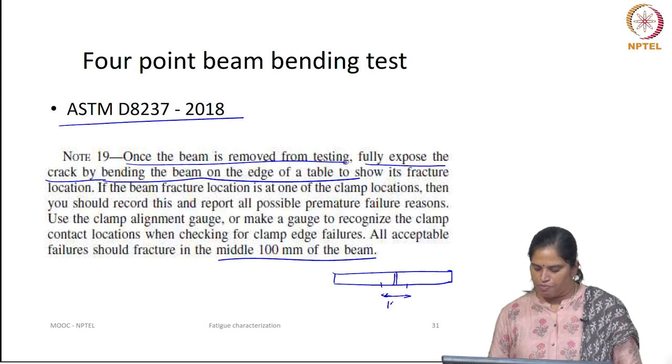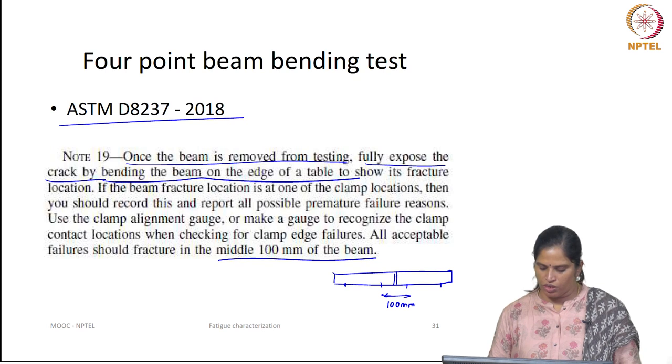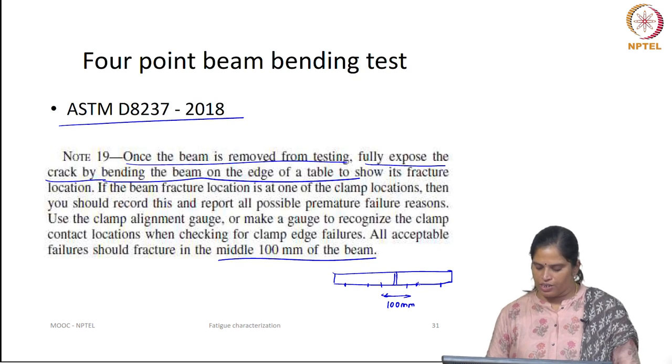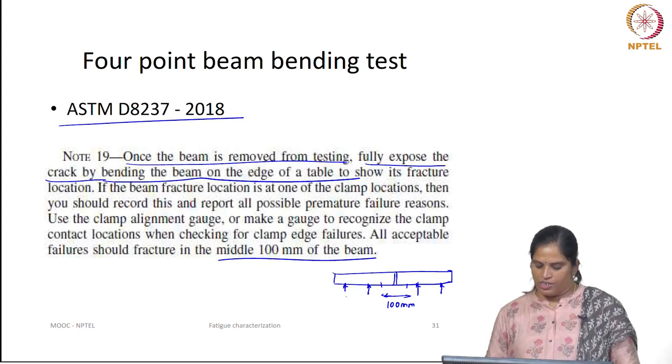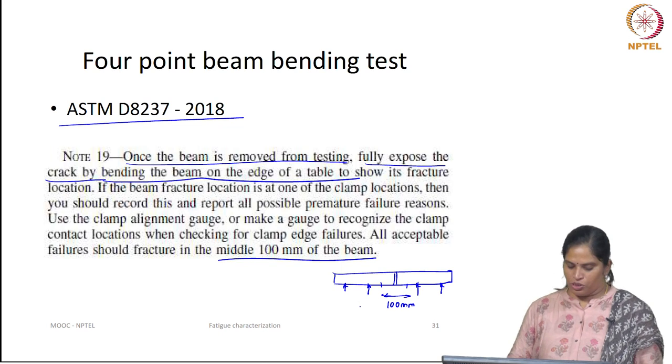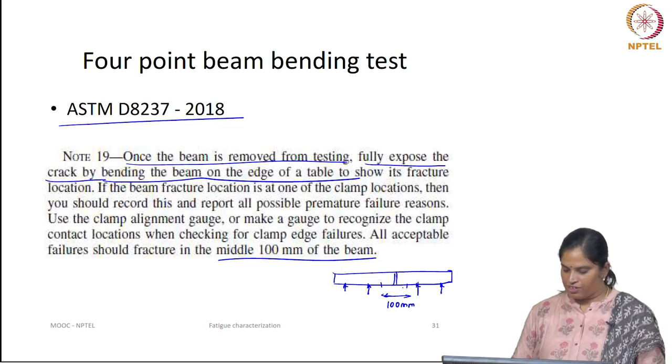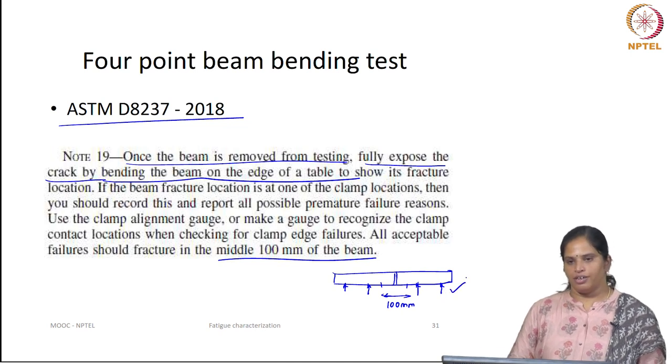If it occurs somewhere near the supports, you have four supports, so this may be due to clamp edge failures. So we should not consider it for the results.